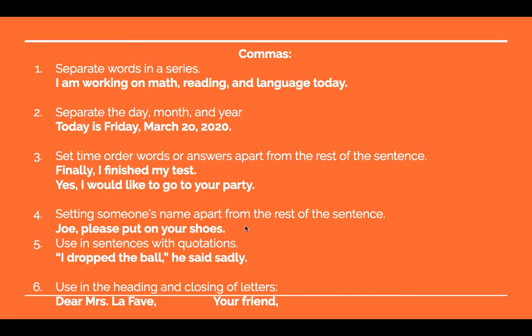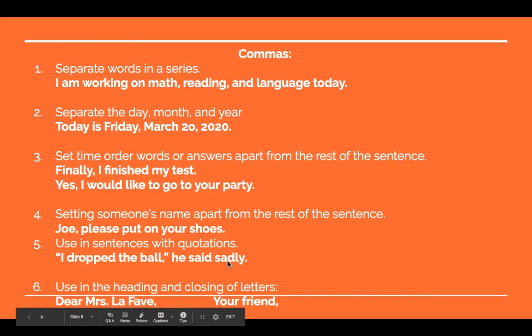Now we also use commas when we are using somebody's name in a sentence. For instance, Joe, please put on your shoes. So we would put a comma there. Now what if I wanted Joe at the end? We could say, please put on your shoes, comma, Joe, period. So anytime we're setting someone's name apart from the rest of the sentence, we're going to use a comma.